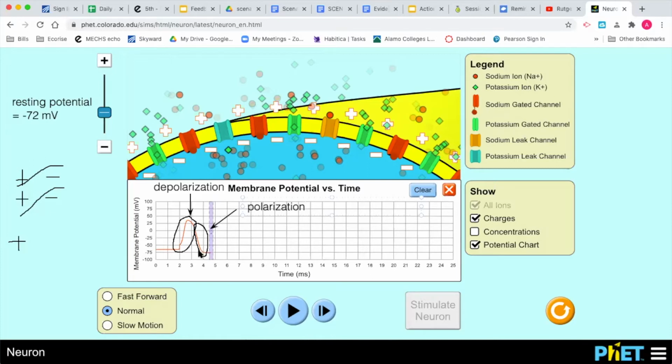Now it's kind of hard to see. Down here at the bottom, we've actually gone a little bit lower than our starting line. Now we're in the neighborhood of about negative 75 or so. Going lower than the resting potential is known as hyperpolarization.